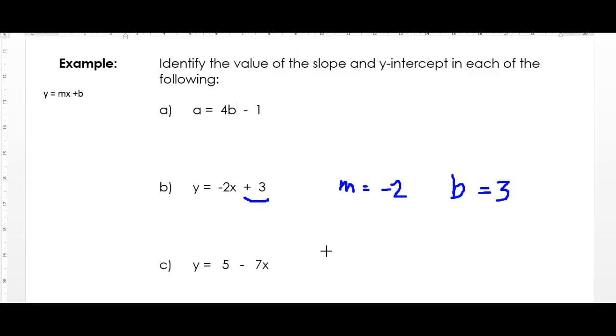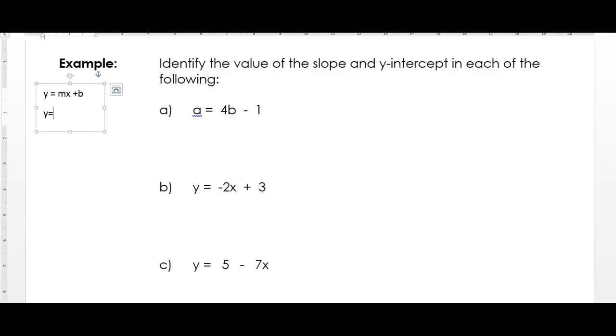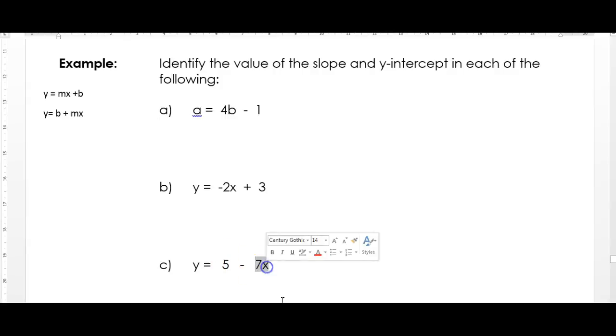So again, you'll remember that I said sometimes it's not written in the form y equals mx plus b. It's written in the form y equals b plus mx, right? So just because I'm looking at an equation, the first part isn't necessarily my slope. I'm looking to see where my x variable is. And my x variable is in the second part of this equation. So my slope is going to be this -7 here, not the 5. So hopefully you've got that okay.